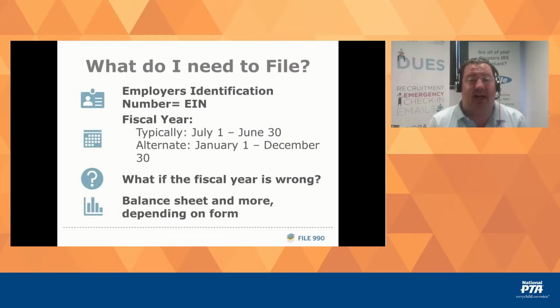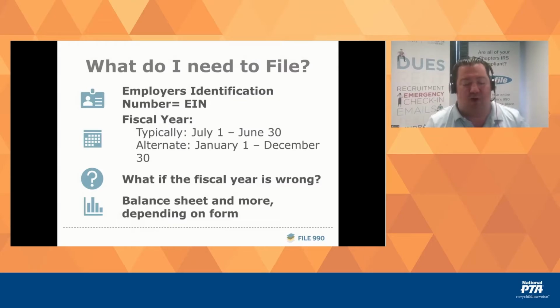So again, a little bit different from our personal lives. The 990 is due 5 months and 15 days following the end of your fiscal year. So that means most 990s are due either May 15th or November 15th. That would be May 15th for a January 1st to December 31st fiscal year, and November 15th for a July 1 to June 30 fiscal year.